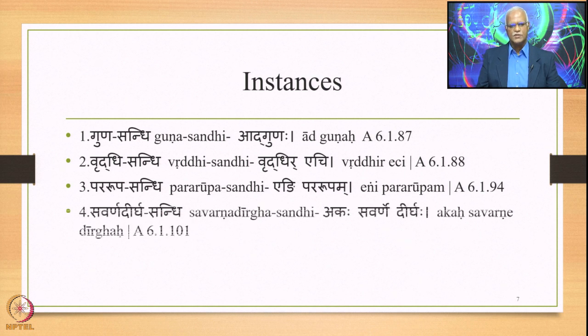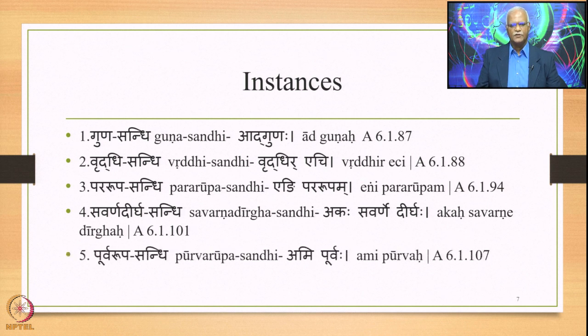The fourth instance of dvisthānika ekādeśa is savarna dīrgha sandhi, stated by the sutra akaḥ savarṇe dīrghaḥ 6.1.101. And the fifth instance of dvisthānika ekādeśa is purva rūpa sandhi, stated by the sutra ami pūrvaḥ. These are the five instances of dvisthānika ekādeśa, and we shall study each one of them in detail. First, we take up the guṇa-sandhi, stated by the sutra ad guṇaha, and study it in detail.